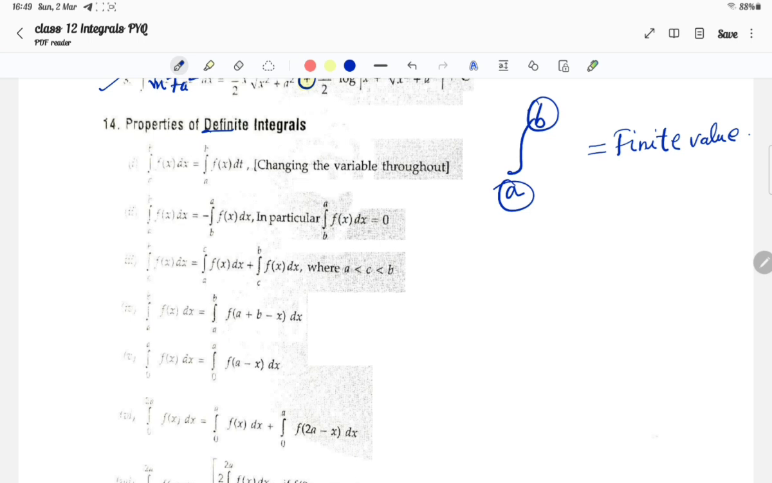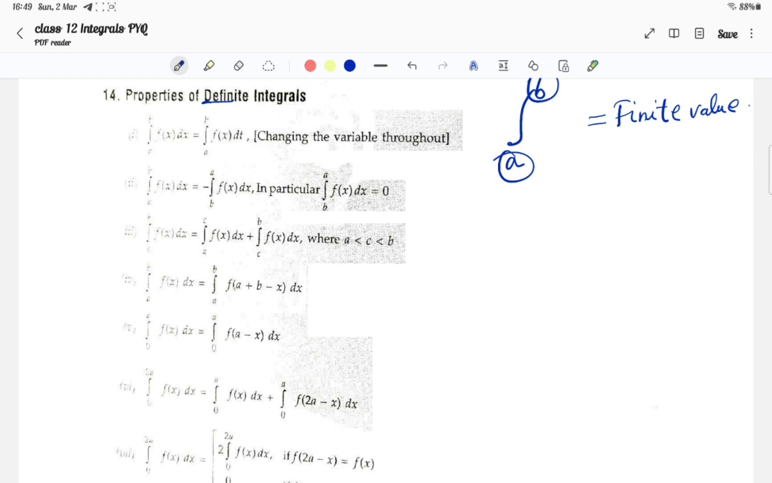Understood? So some very important properties will come, because up to last session these properties of definite integration had been deleted, but this year they have added them. So integration of a to b. If you are changing the variable throughout this function, it will give you the same value, the finite value will be the same. So students, if the limits are the same, the definite integral value will be the same, remember that.